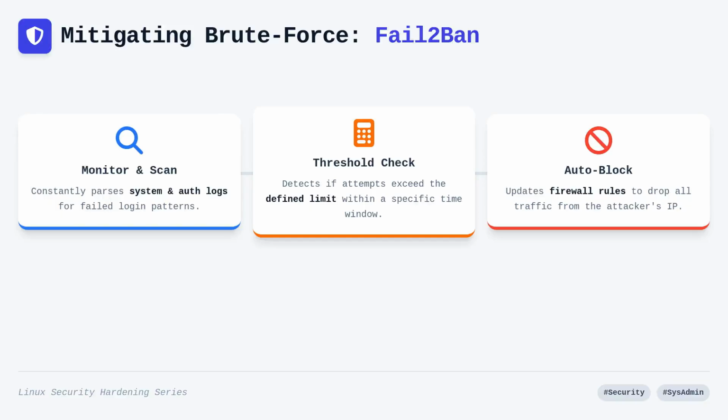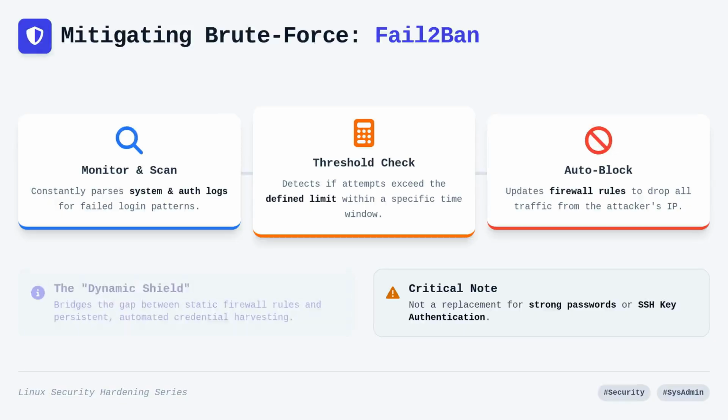This proactive response effectively silences attackers before they can succeed, preserving system resources and preventing unauthorized account takeover. You should view Fail2ban not as a replacement for strong passwords or SSH key-based authentication, but as a necessary dynamic shield against the high-volume automated scanning that occurs on any network-connected Linux host. It bridges the gap between static firewall rules and the dynamic nature of persistent credential harvesting attempts.